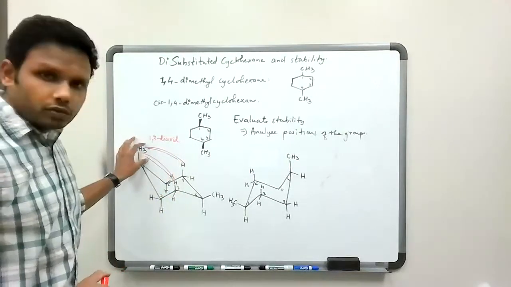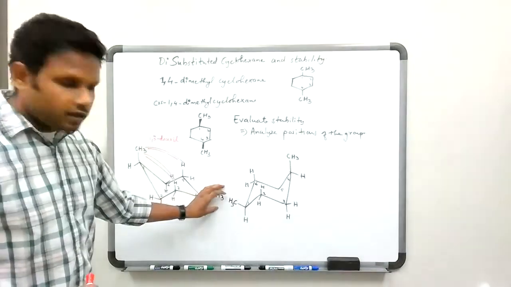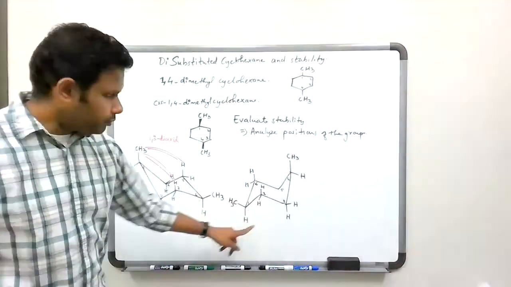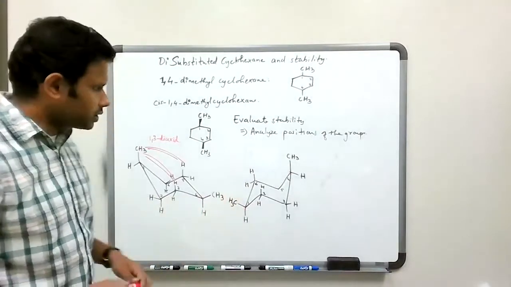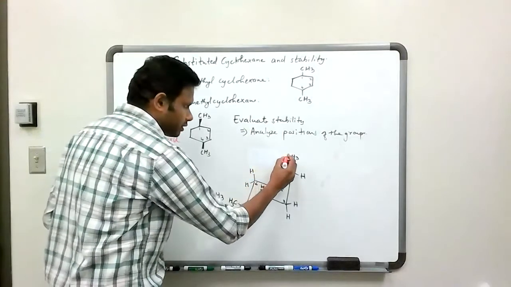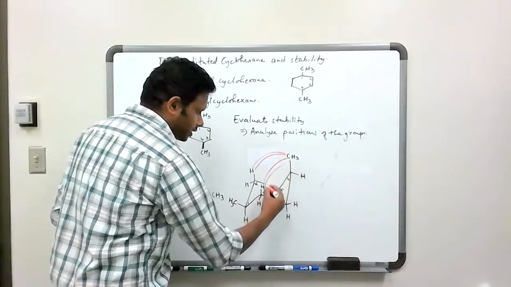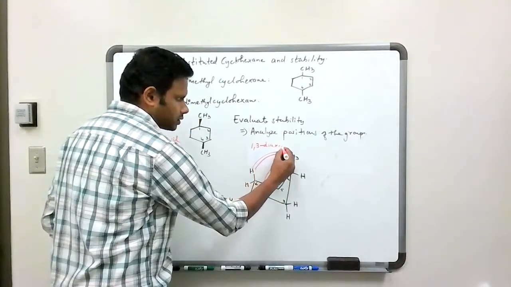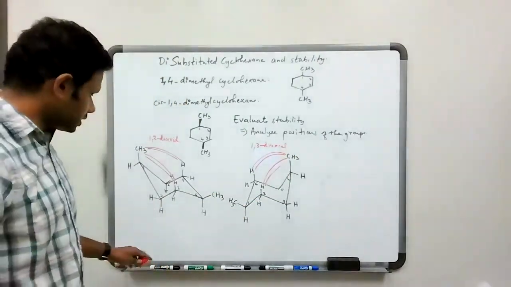So one methyl group is in an axial position, that's not good. The other methyl group is in an equatorial position, so that's good. Now when we go to the other chair conformation, again, what we notice is one methyl is in an equatorial position and the other methyl group is in an axial position. So this methyl group is also going to have 1,3 diaxial interactions, and it would have some gauche interactions, which we're not trying to show here, but we know that from monosubstituted cyclohexanes.